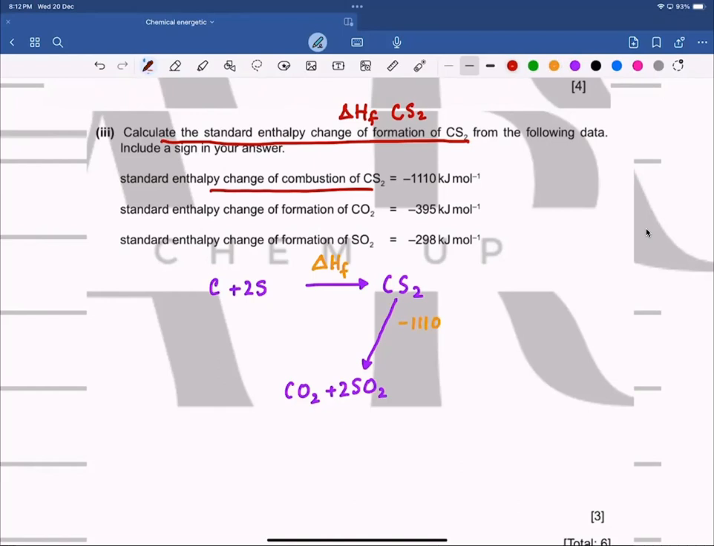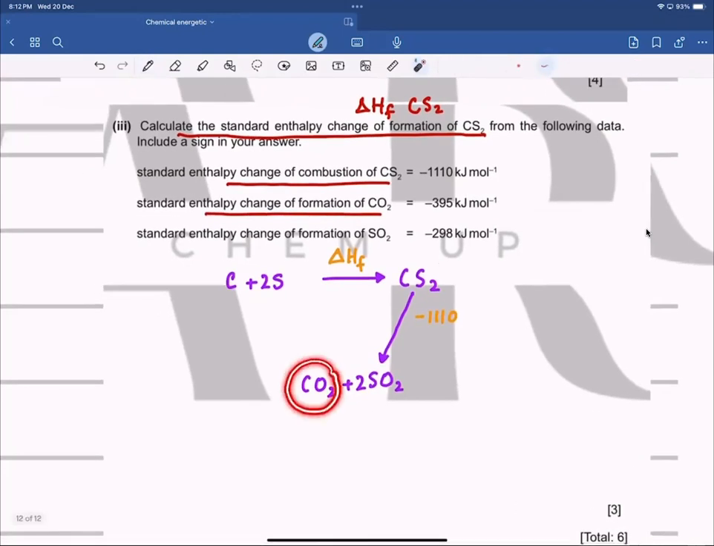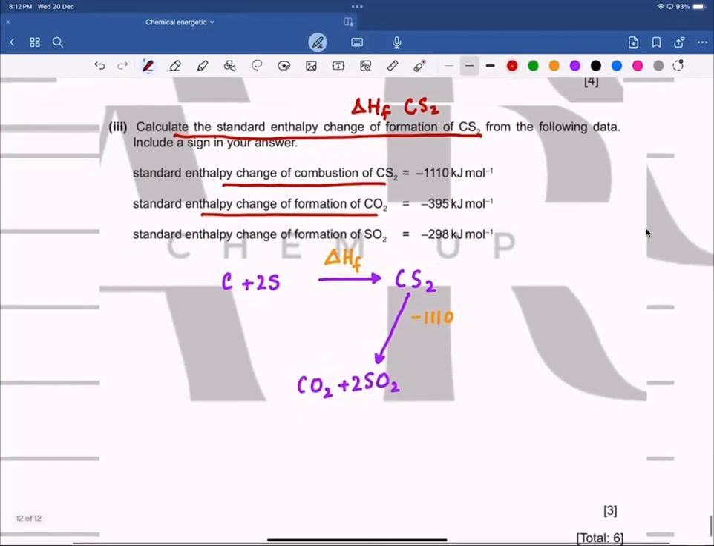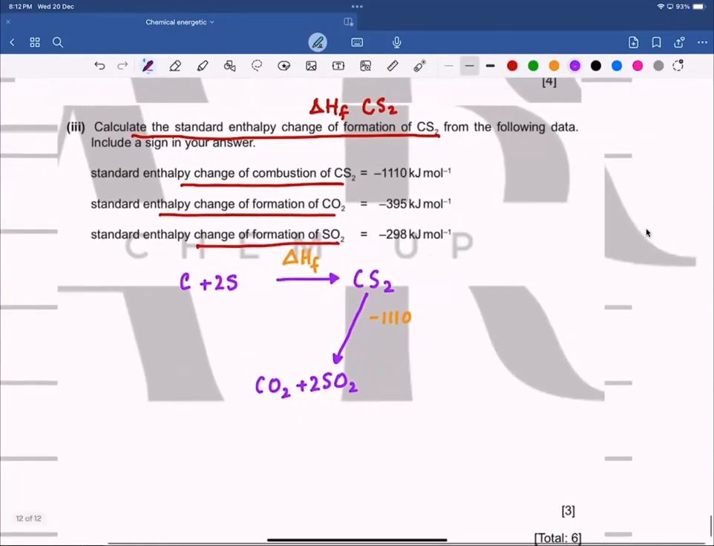Now, if you see here, standard enthalpy change of formation of CO2. So if you look over here, CO2 is here, and here the elements are here. So it means that for the formation of CO2 and for the formation of SO2, these two reactions are represented by putting the arrow in a downward direction from the elements towards CO2 and SO2. Is this understandable?